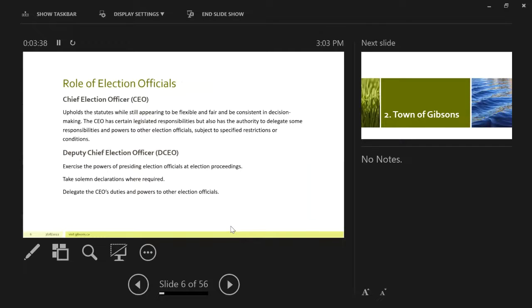The role of the election officials. The chief upholds the statutes while appearing to be flexible and fair and consistent in decision making. The chief election officer, or you'll see CEO on a lot of documents, has certain legislative responsibilities, but also has the authority to delegate some responsibilities and powers to other election officials with restrictions and conditions. And the deputy role exercises powers of presiding election officials at the election proceedings, can take declarations, and delegates the CEO's duties and powers to other election officials.